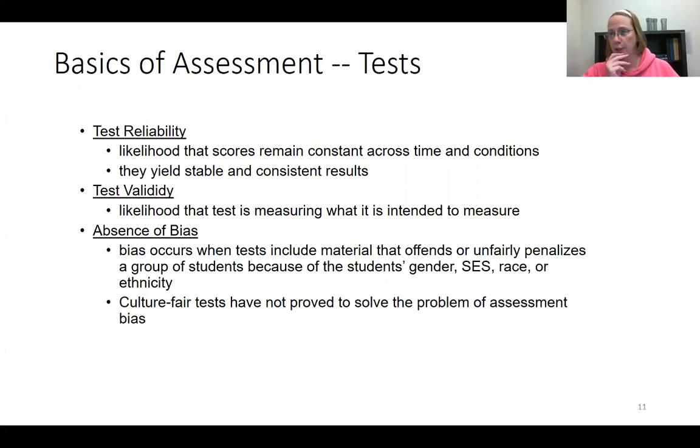So, unfortunately, this issue has been known for a considerable amount of time. It first started getting noticed in the early 70s. But unfortunately, culturally fair tests have not proved to solve the problem of assessment bias. So there is apparently inherently in this process of trying to create a normative idea of where students should be at, some cultural bias there. So I think it's probably gotten better, but we still have a ways to go.